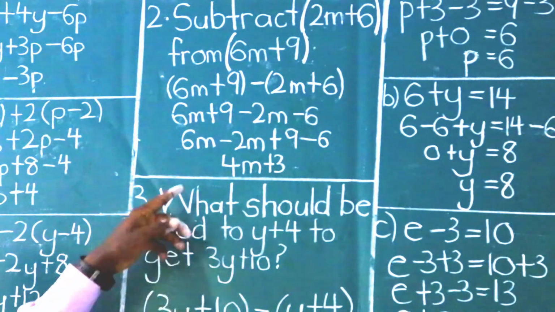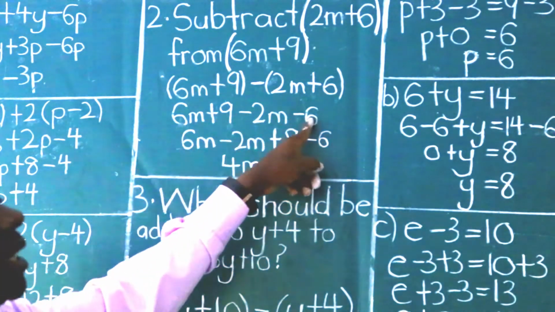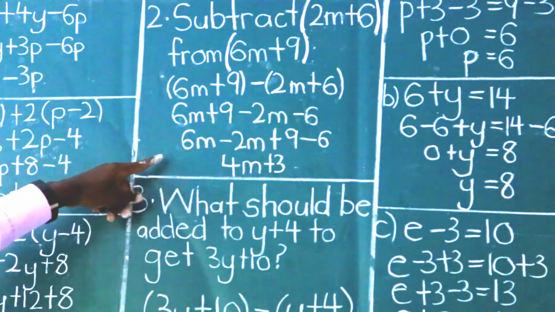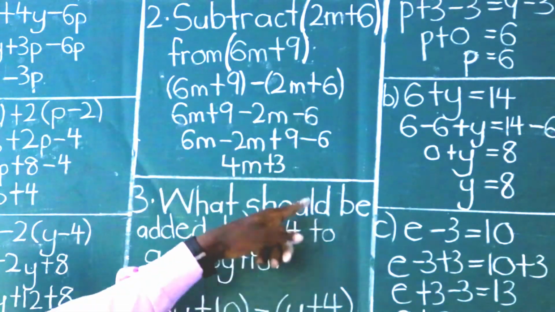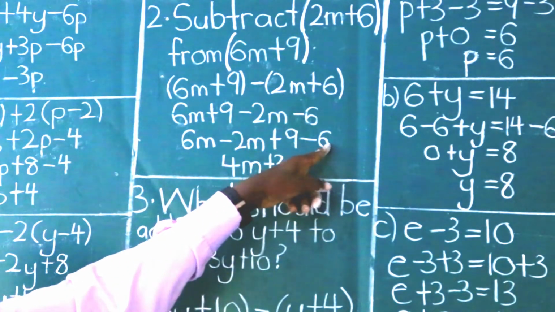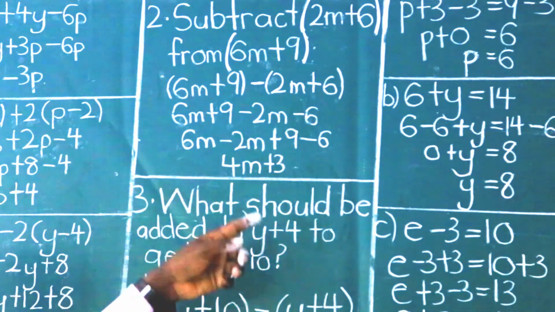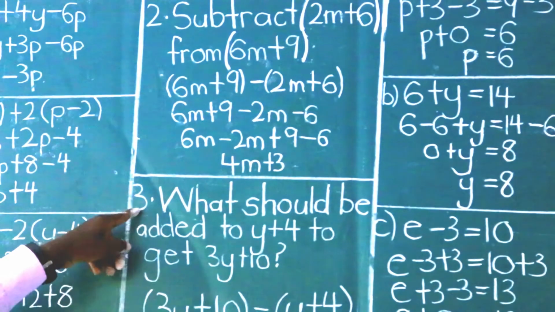And then collect like terms. That is 6m minus 2m plus 9 minus 6 as it is here. Then subtract. That is 6m minus 2m, which is 4m, and 9 minus 6 is 3. And the answer finally is 4m plus 3. That's how one subtracts non-like terms from other non-like terms. Then we shall go to number 3.